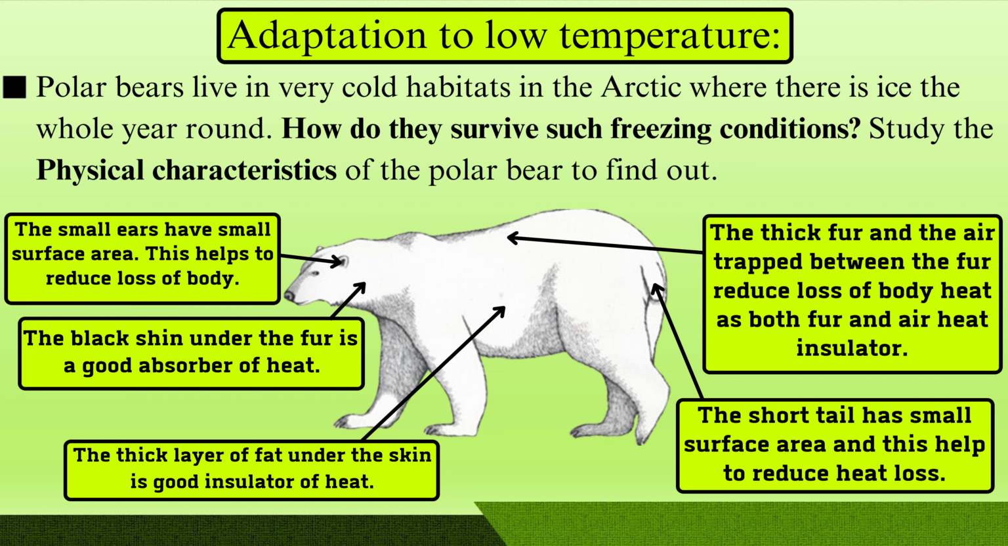A thick fur and air trapped between the fur reduce loss of body heat, as both fur and air are heat insulators. The short tail has a small surface area and this helps to reduce heat loss.